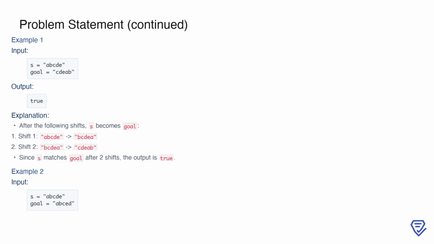Let's look at some examples to better understand the problem. In the first example, s is ABCDE and goal is CDEAB. After performing two shifts on s, we get goal. The first shift changes s to BCDEA, and the second shift changes it to CDEAB, which matches goal. Therefore, the output is true. In the second example, s is ABCDE and goal is ABDCE. Here, no matter how many shifts we perform on s, it is not possible to turn it into goal. As a result, the output is false.